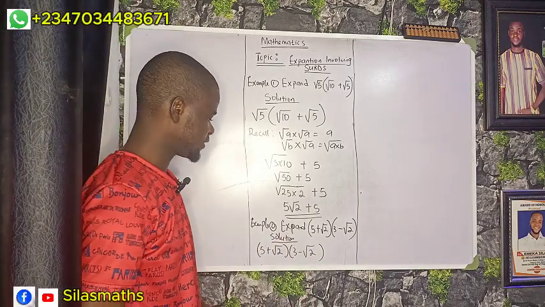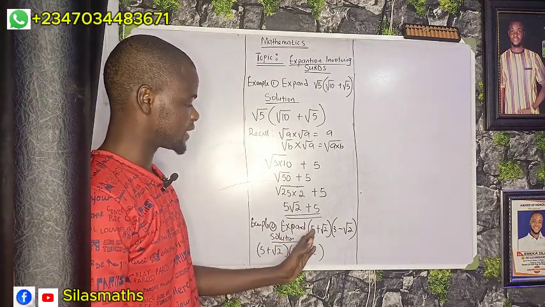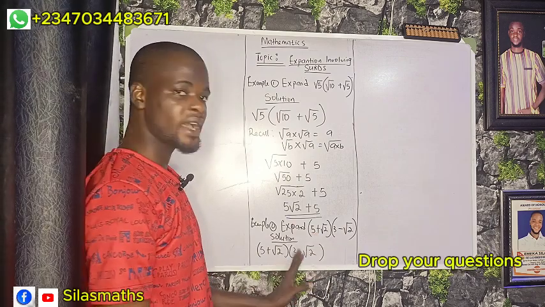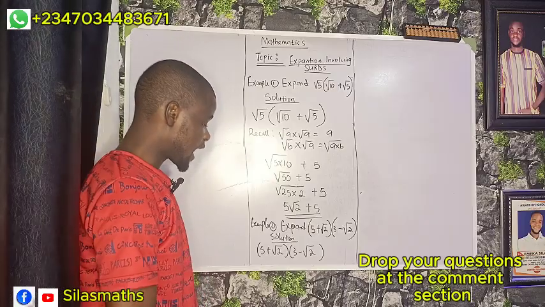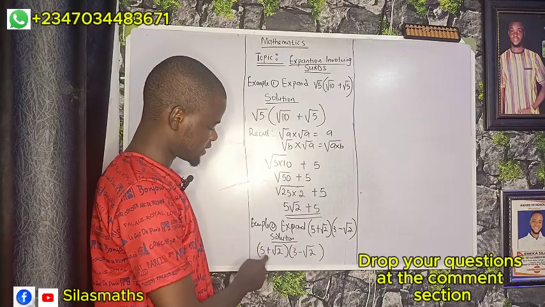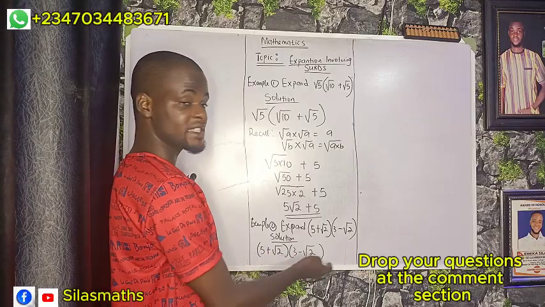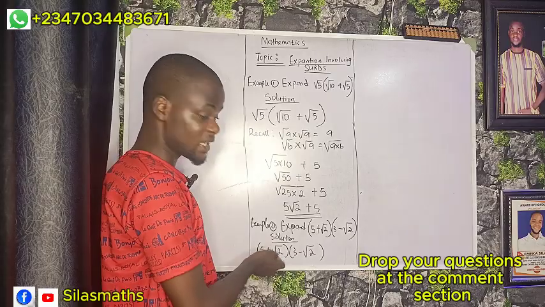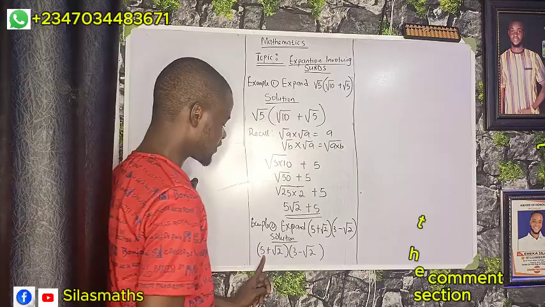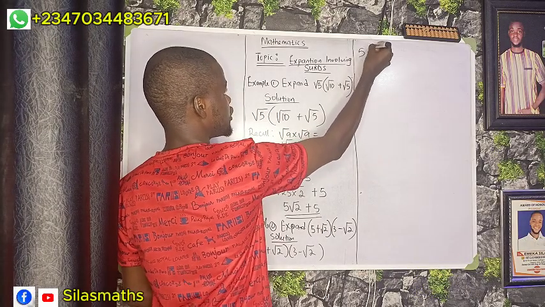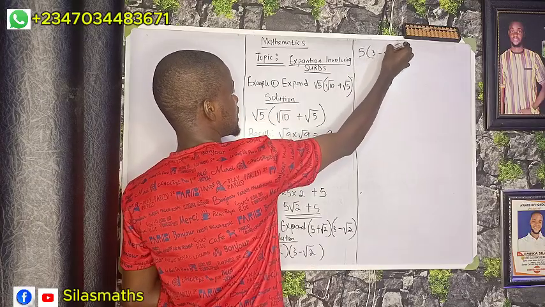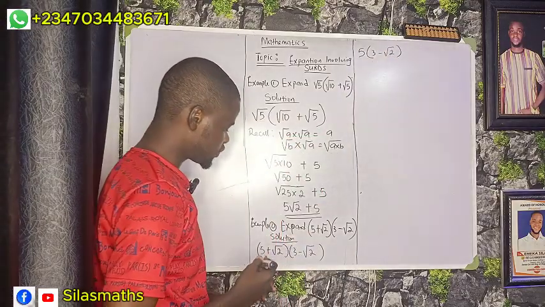Example 2 is here. The question reads that we should expand this. So how do I expand this problem? It's very simple. I will use the first number: the first number will multiply everything in this bracket, and the second one, together with its sign, will multiply everything in the other one. So considering the first one, I'm going to have 5 open bracket 3 minus square root of 2. I'm done with using 5 to open that.